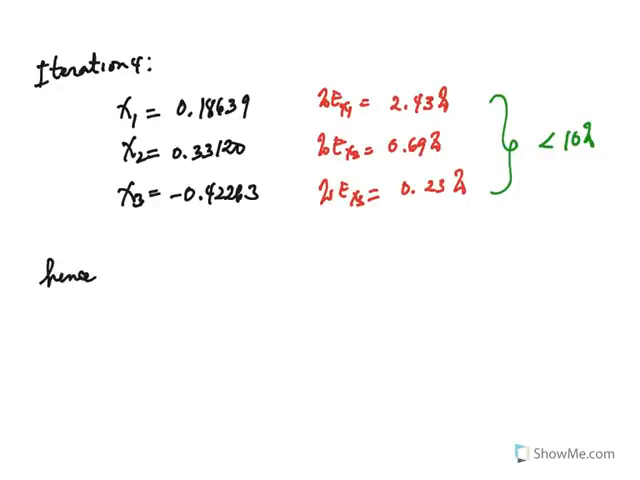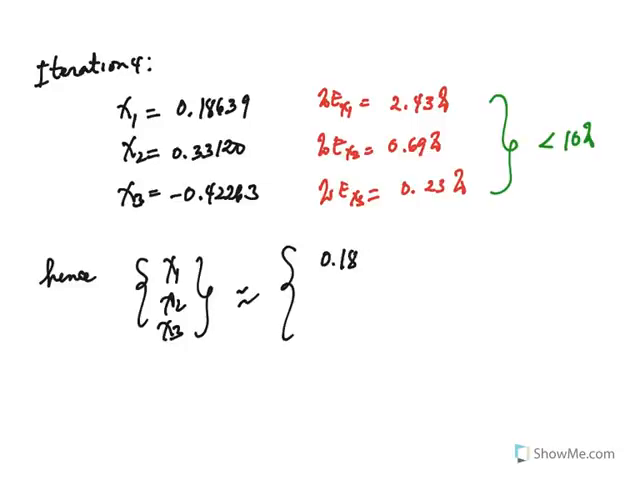So, lahat na to already less than 10%, which is our prescribed stopping criterion. Hence, okay, our solution, okay, x1, x2, x3 will be approximately 0.18639, 0.33120, and negative 0.42263.